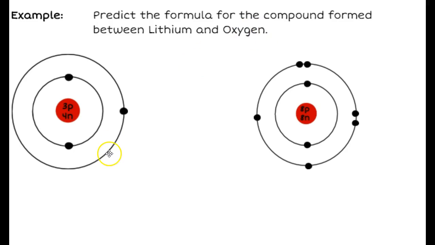Given that, I'm going to take a look at the Bohr-Rutherford diagram for lithium. This is lithium, and I know that because it has 3 protons in its nucleus, and the periodic table tells me that lithium has an atomic number of 3. Lithium has this lone electron in its outer shell that it's not going to be too happy about having, and it's going to want to get rid of it. I look over here at oxygen, and it has 6 electrons in its outer shell, so it's going to need 2 more.